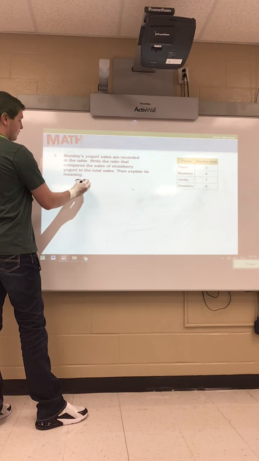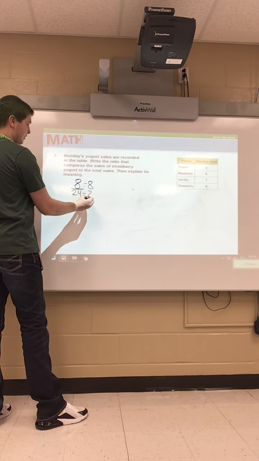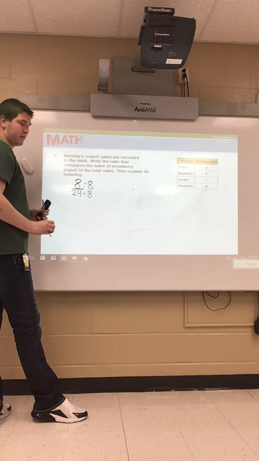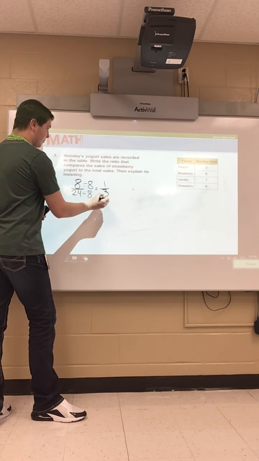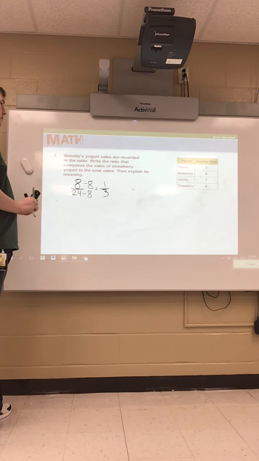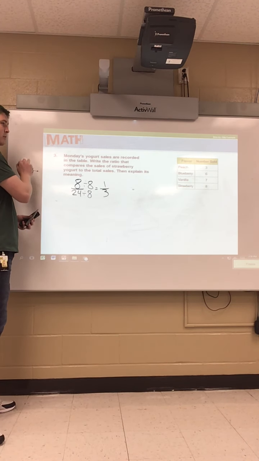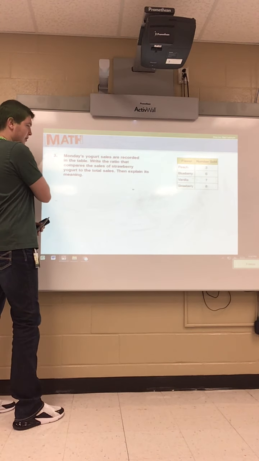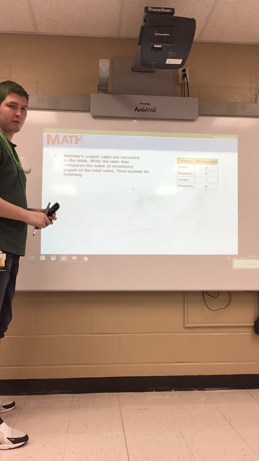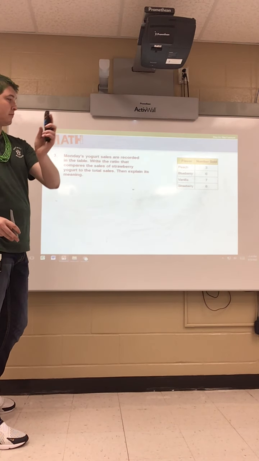Okay, it is not in simplest form, so we can divide by 8. Okay, and we should get 1/3. Now then it says, what is the meaning? Okay, what would you think the meaning is?